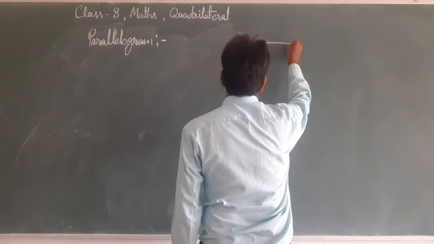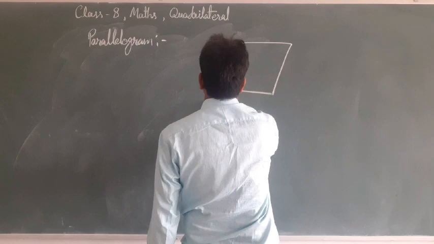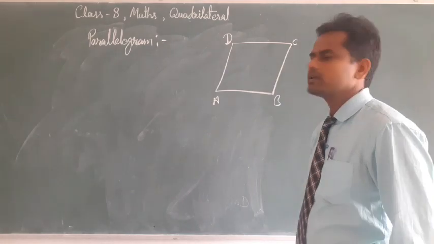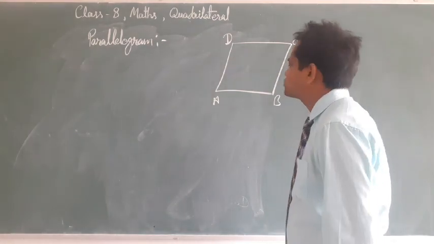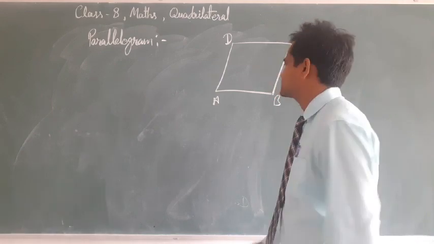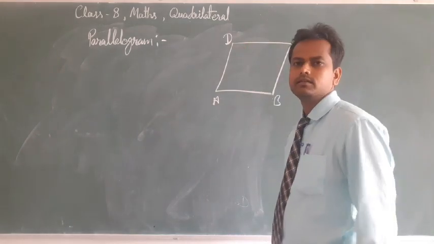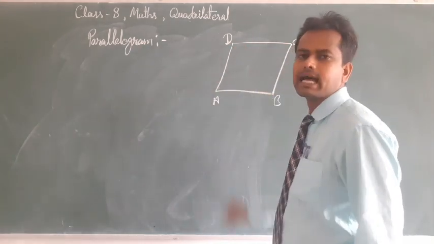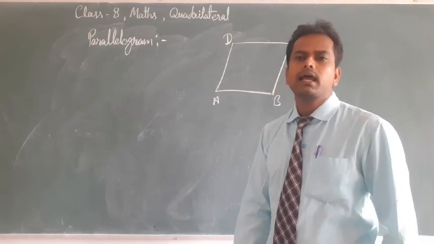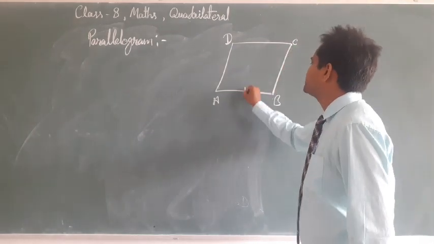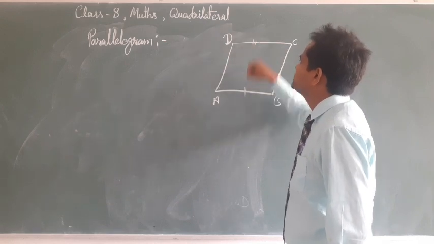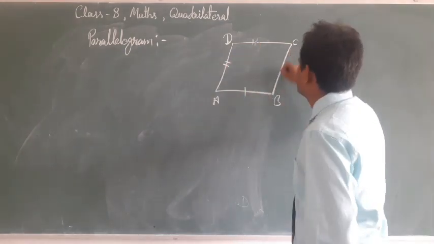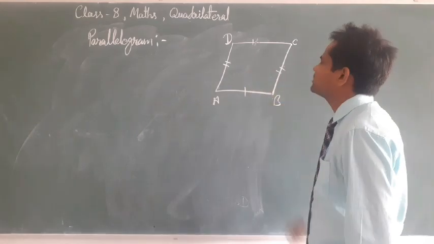Now we will see the parallelogram ABCD, a quadrilateral in which two pairs of opposite sides, that means AB and CD, and AD and BC, are equal and parallel to each other. It means AB is equal to CD and AB is parallel to CD, AD is equal to BC and AD is parallel to BC.